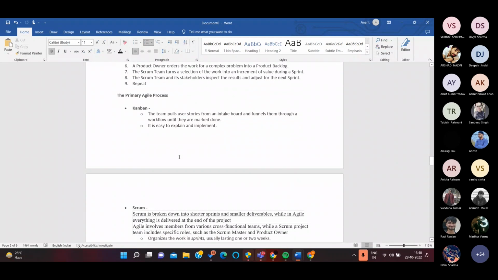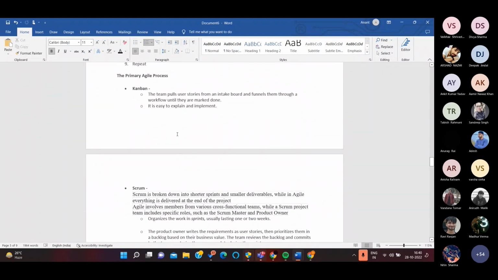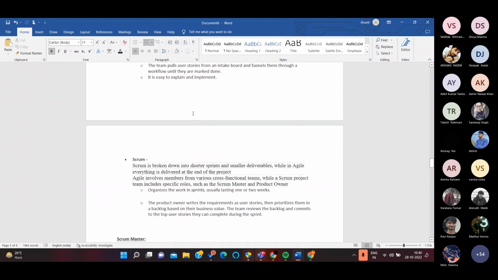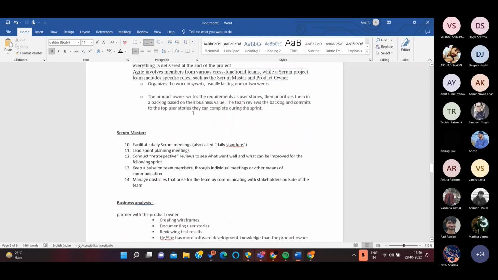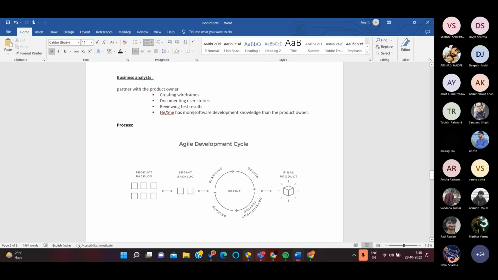So now moving forward, the primary agile processes, Kanban and Scrum, where the Scrum Master facilitates the Scrum meetings, most of which we have covered. Now the most important thing, and this is where the entire thing comes into play: the process of the agile development cycle.